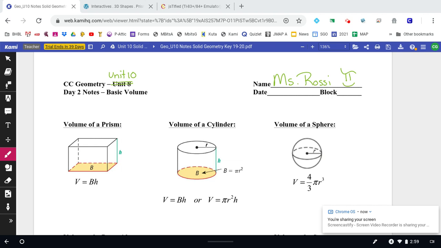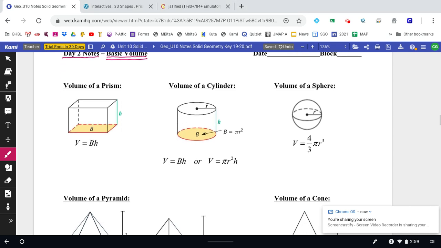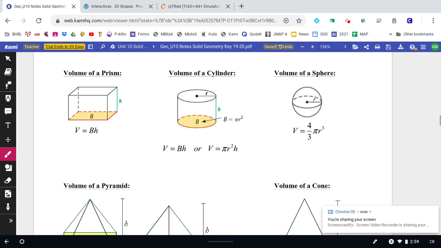Everyone, this is Miss Rossi here, and today we're going to be talking about our Unit 10, Day 2 notes about basic volume. Many of these things are things that you've seen before, but just to try to sum it up, and again, how do we answer higher level questions regarding our three-dimensional shapes? All right, so the first thing we're going to talk about is the volume of a prism.